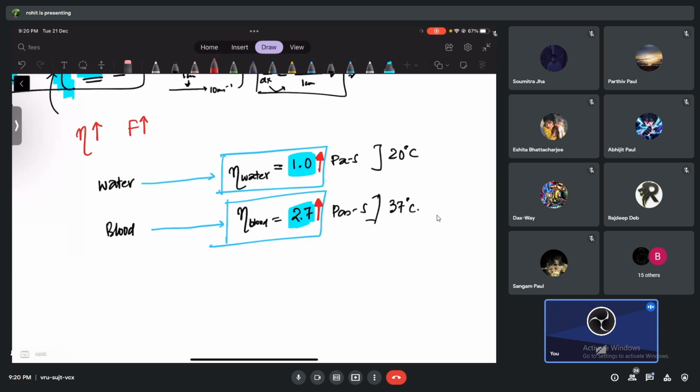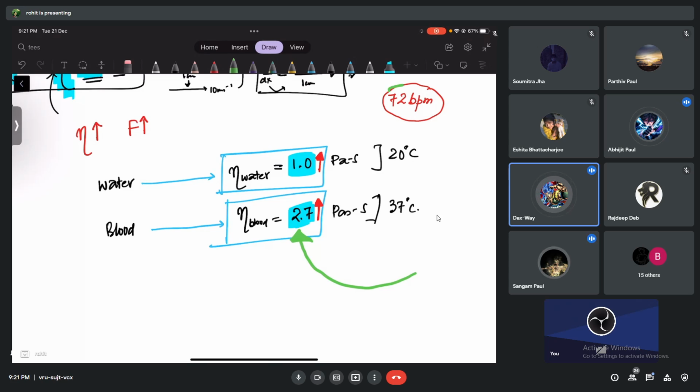If your blood started flowing like water, your heart would really have to beat, I don't know, 500 times per second maybe? This is what I'm trying to say. Not 500 times, it would be 300 times per minute. By the way, your heartbeat is how much? Normal is 72, I think, beats per minute. Did you understand what I'm saying? If the viscosity of your blood is less, what does it mean? The blood will flow very fast.